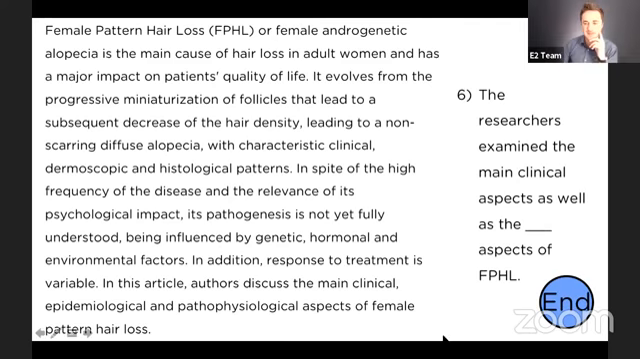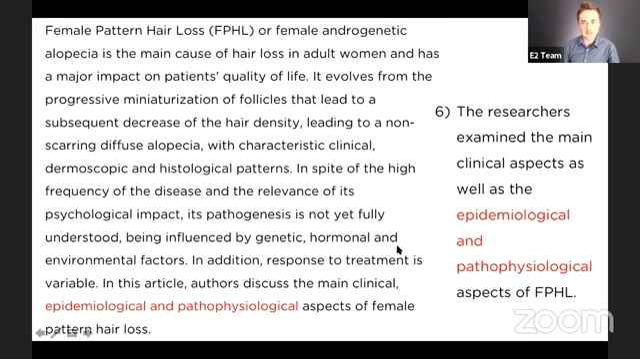All right, let's have a look now. Should have been 3 words. Epidemiological and pathophysiological. Nice. Make sure you spell them correctly. If you spell them incorrectly, it will be deemed as incorrect. The answers are here: epidemiological and pathophysiological.